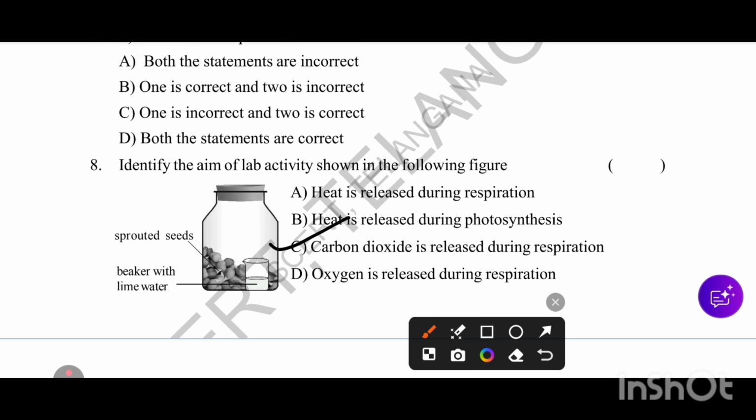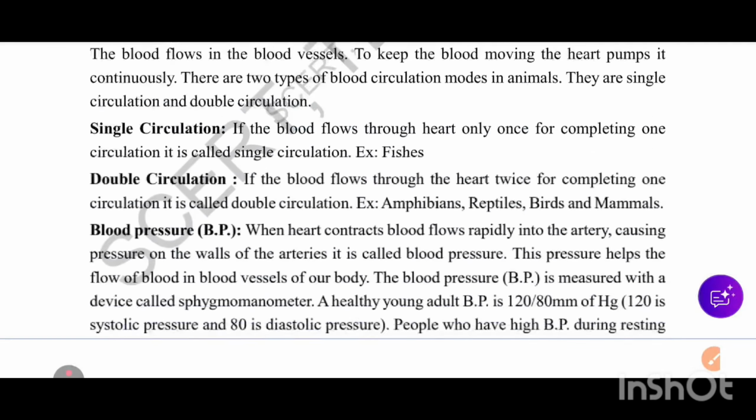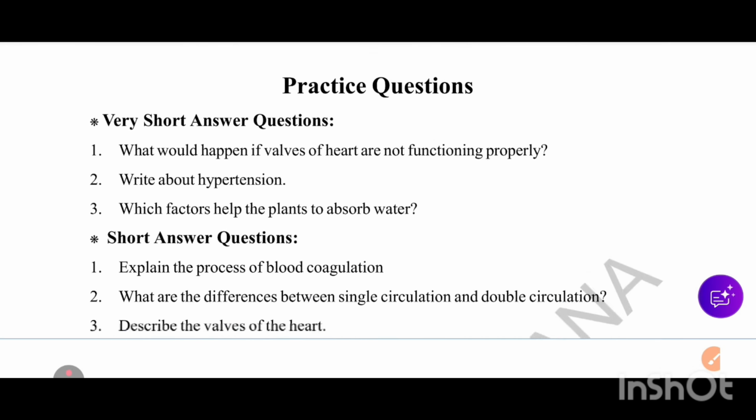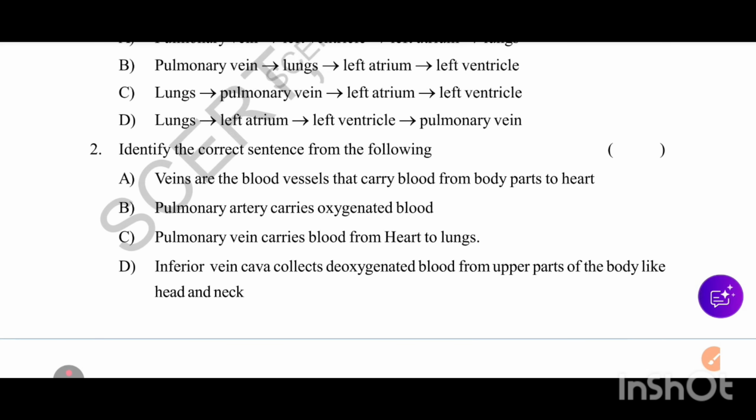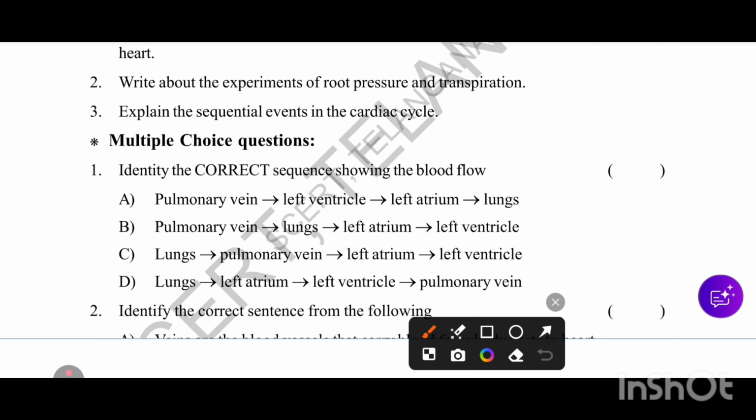I hope you understood all the bits of the second chapter. Now we'll be discussing the third chapter, that is the transportation bit part, the multiple choice questions of the third chapter. First question is, identify the correct sequence showing the blood flow. Okay, so for this, the right option is C. C is the right option.